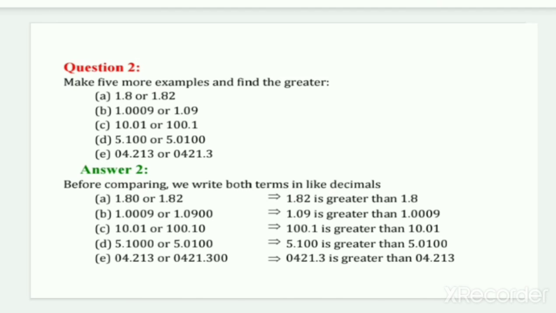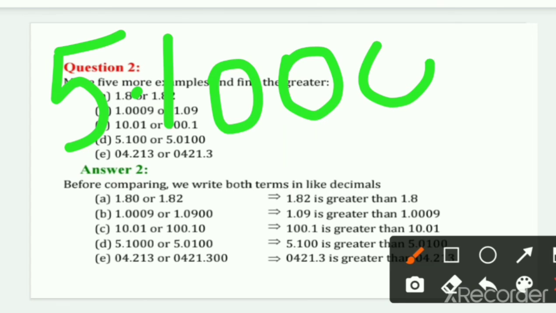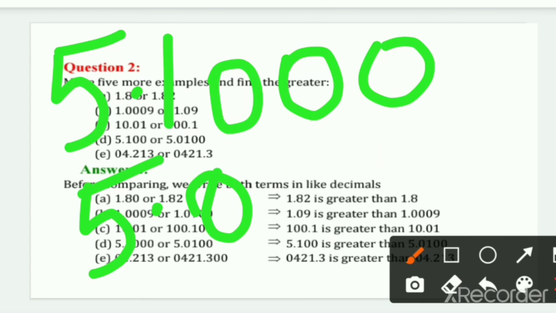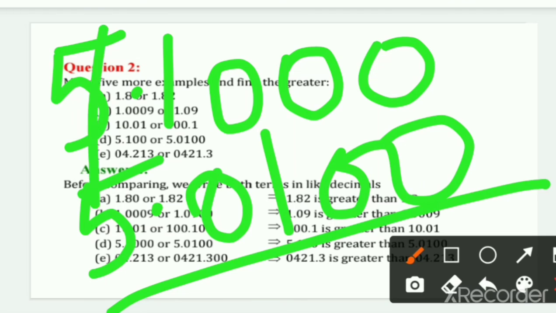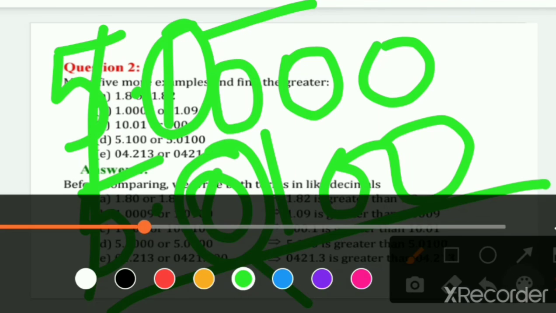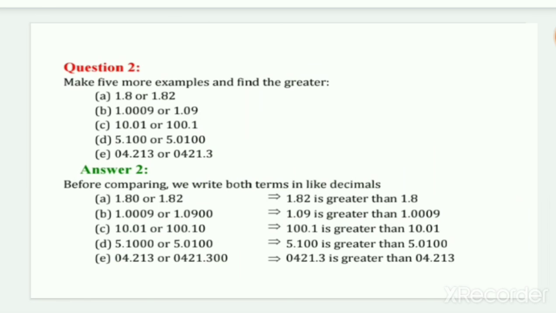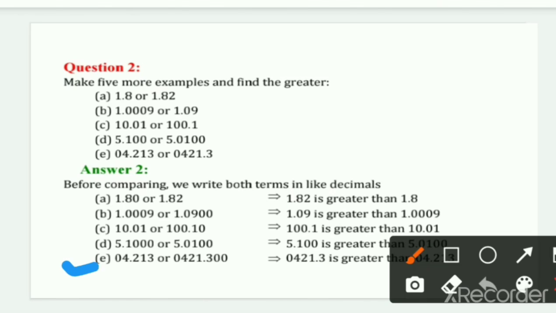Okay, so now we have the D part, that is 5.1000 or 5.0100. So which one will be greater? See, this is 5.1000, this is 5.01. Now compare the digits, these are same, but it is 1 and it is 0. So in the 10th place it is 1, in the 10th place it is 0. So which one will be greater? This one will be greater than this number. So 5.1000 is greater than 5.0100.